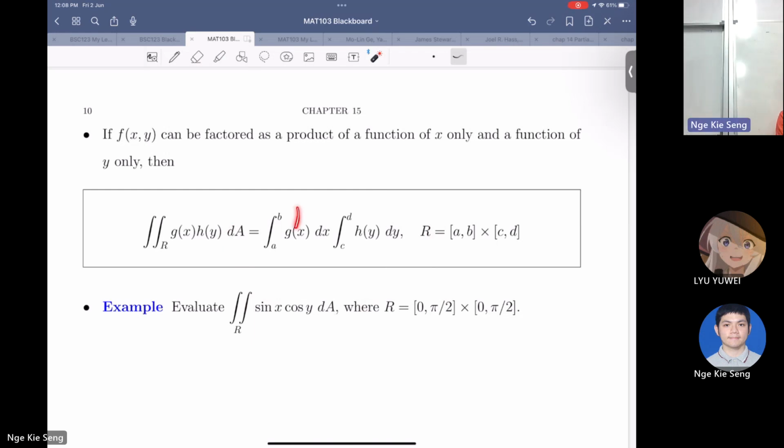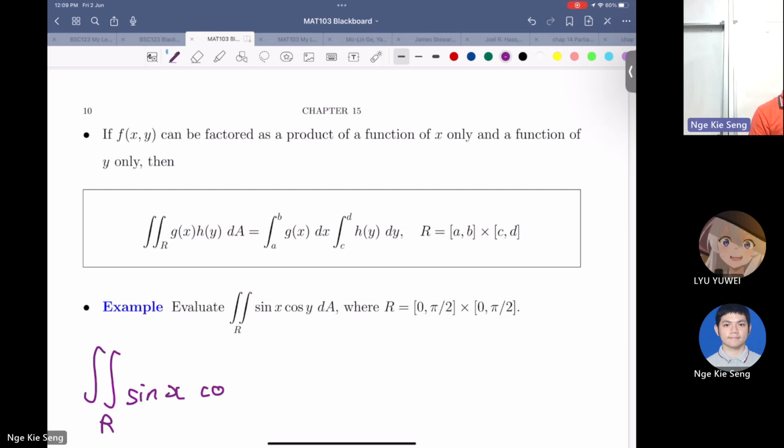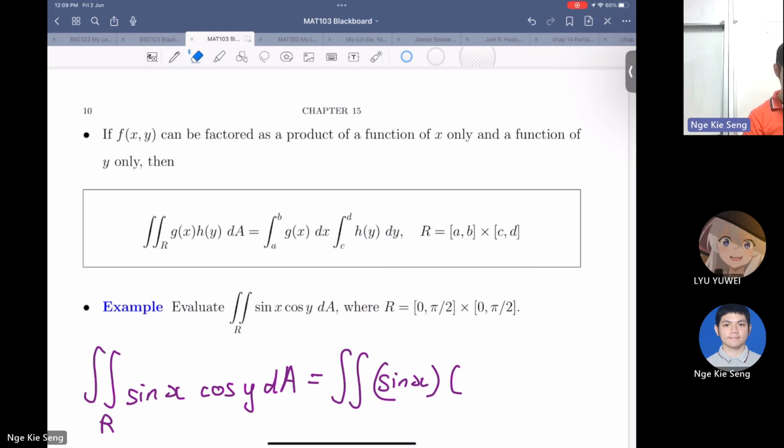So how do you pick the domain? The domain is already determined by your rectangle. If your x variable is bounded by A and B, you integrate from A to B. Similarly, if your y variable is bounded by C and D, you integrate from C to D. In this case, we can rewrite the function as a function of x multiplied by a function of y, g(x) times h(y). Inside g there's no y anymore, and inside h there's no x anymore.